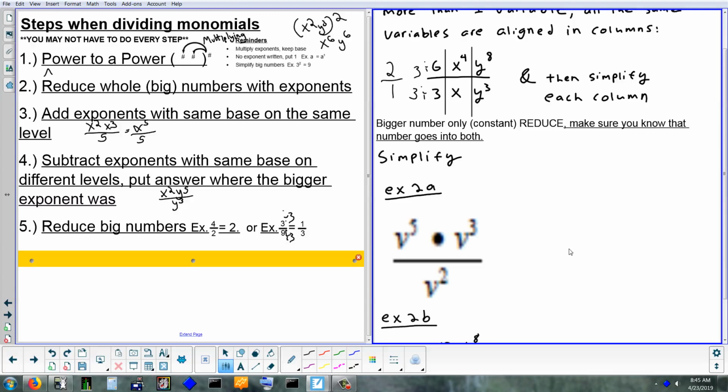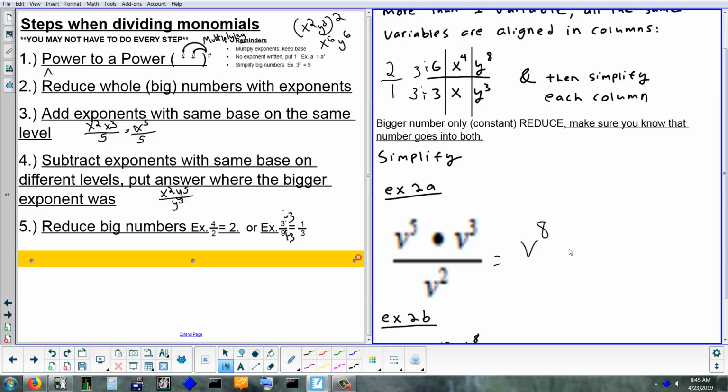Next, add exponents with the same base on the same level. Nicole? I do. Where? Top or bottom? Okay, what's the base? V. And what's my exponent going to be? 8.